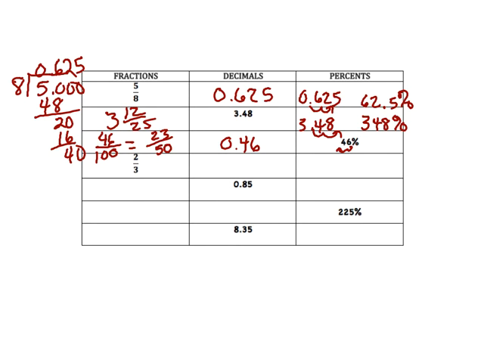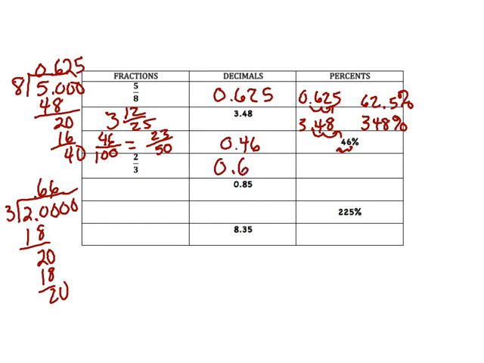2/3, let's go ahead and divide this one out. 3 goes into 2. It's going to be a repeating decimal. 6 times, and you can already see the repeat. And so on. So our decimal for 2/3 is 0.6 with a bar over it.